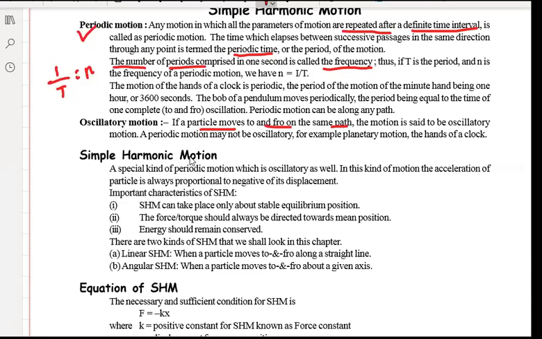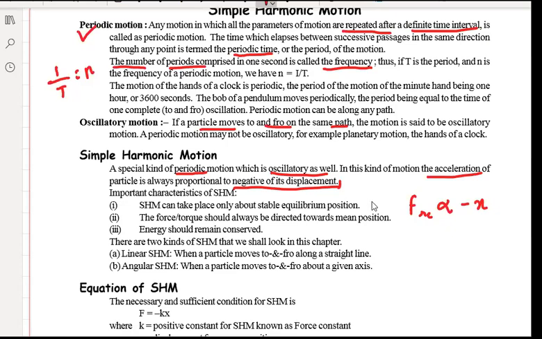So when you talk about simple harmonic motion, it is a special kind of periodic motion which is oscillatory. First is periodic motion, then under periodic motion we have oscillatory, then under oscillatory we have SHM. Now what is the condition? The condition is that acceleration or restoring force is always proportional to the negative of its displacement. So the restoring force, F restoring, should always be directly proportional to minus x. Agree? This is the condition.